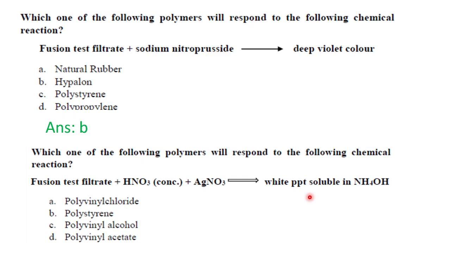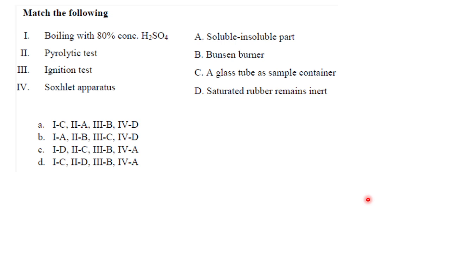Yes, that is absolutely right. That is PVC, because of the presence of chlorine, it will form AgCl. That AgCl, when reacting with NH4OH, will form a soluble complex and be solubilized. So this is the matching.